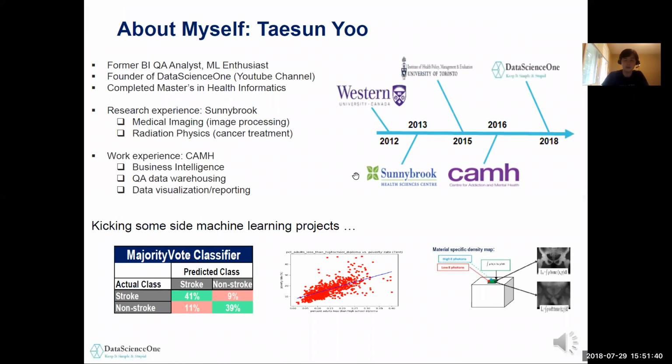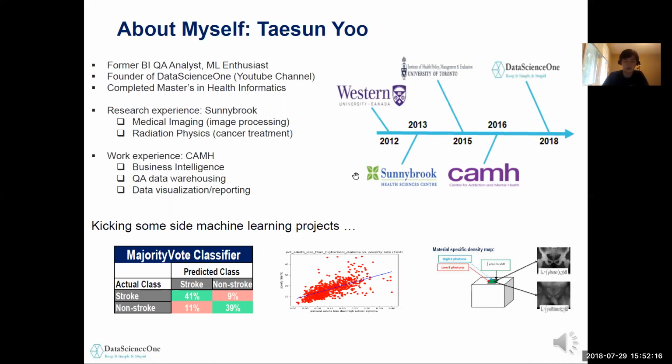Before I begin, let me talk a little bit about myself. I was a former business intelligence analyst at KMH and a strong advocate for machine learning enthusiasts, and the founder of the Data Science 1 YouTube channel. From an education timeline perspective, I studied medical biophysics at Western University in my bachelor's. After that, I took a research assistant job at Sunnybrook, working on medical imaging for image processing and radiation physics for cancer treatment studies. Then I completed my master's studies at University of Toronto, studying health informatics.